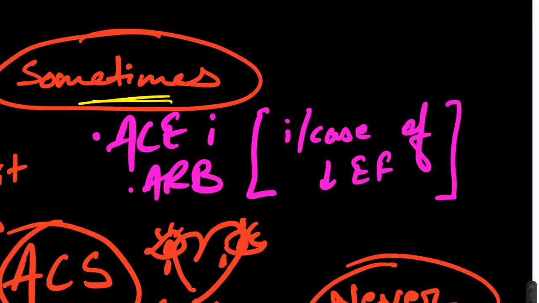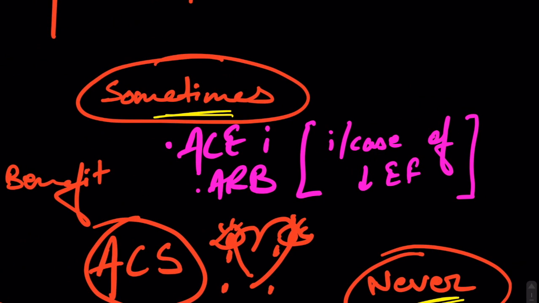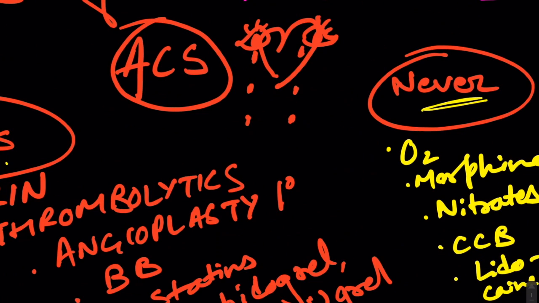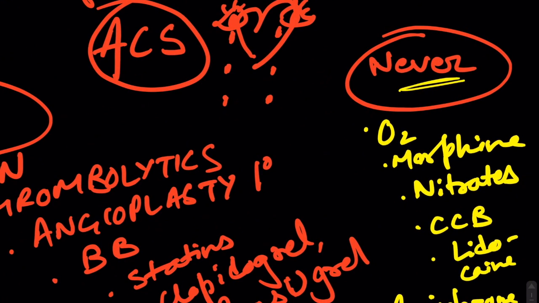And the drugs which never lower mortality but should be given are your oxygen, morphine, nitrates, calcium channel blockers, lidocaine, and amiodarone.